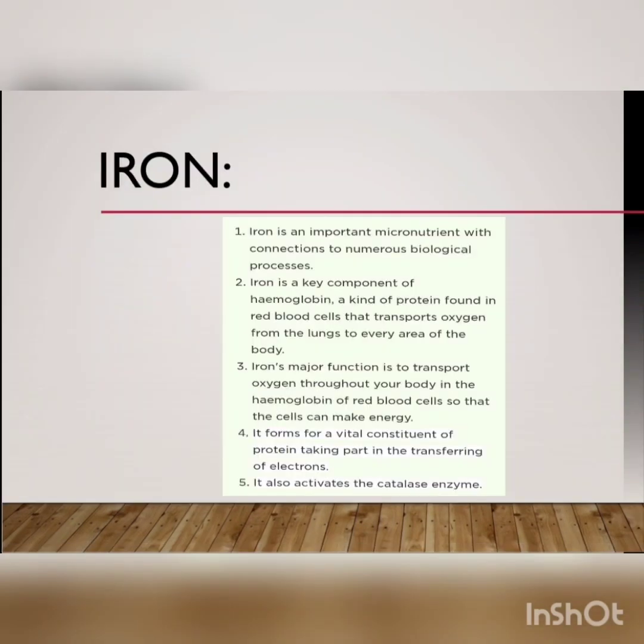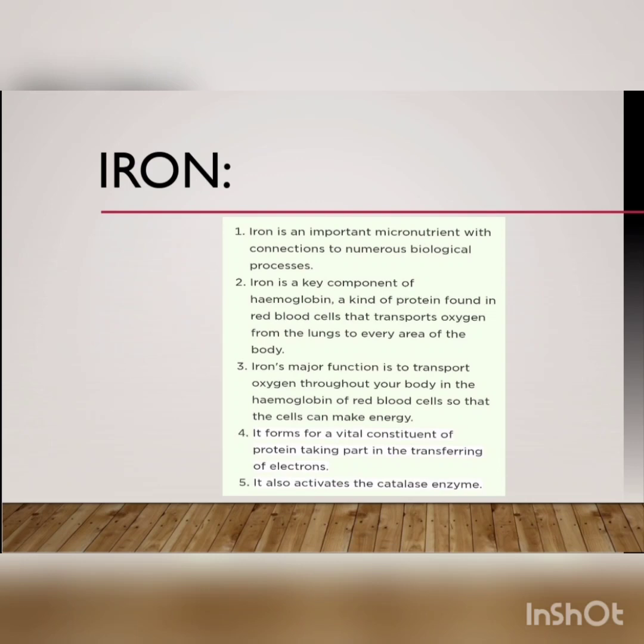Iron. Iron is an important micronutrient with connection to numerous biological processes. Iron is a key component of hemoglobin, a kind of protein found in red blood cells that transports oxygen from the lungs to every area of the body. Iron's major function is to transport oxygen throughout the body in the hemoglobin and RBC so that the cells can make energy. It forms a vital constituent of proteins, taking part in the transfer of electrons. It also activates the catalyst of enzymes.